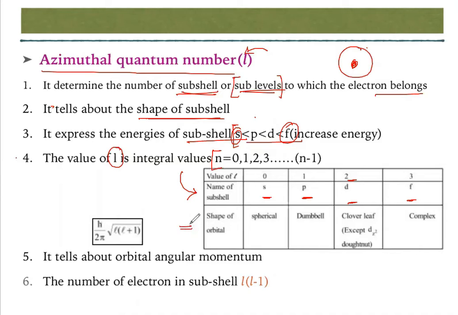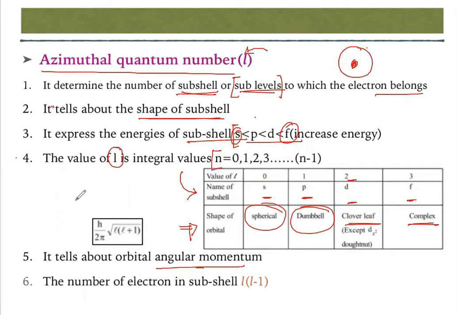And we'll talk about the shape of orbital. S subshell is spherical in nature, P subshell is dumbbell in nature, D is double dumbbell or clover leaves, and F is complex. We don't have to consider the shape of F. Next one is, it tells about the orbital angular momentum.